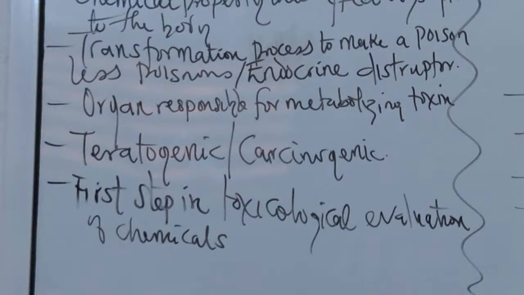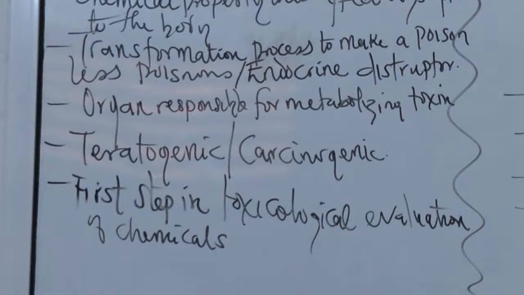And what do we mean if we call a substance a teratogen? A teratogen is a substance that has the ability to cause congenital defects. Congenital means that it has the ability to inflict its impact on the offspring at birth. So that is what is called a teratogen. We need to also know that.